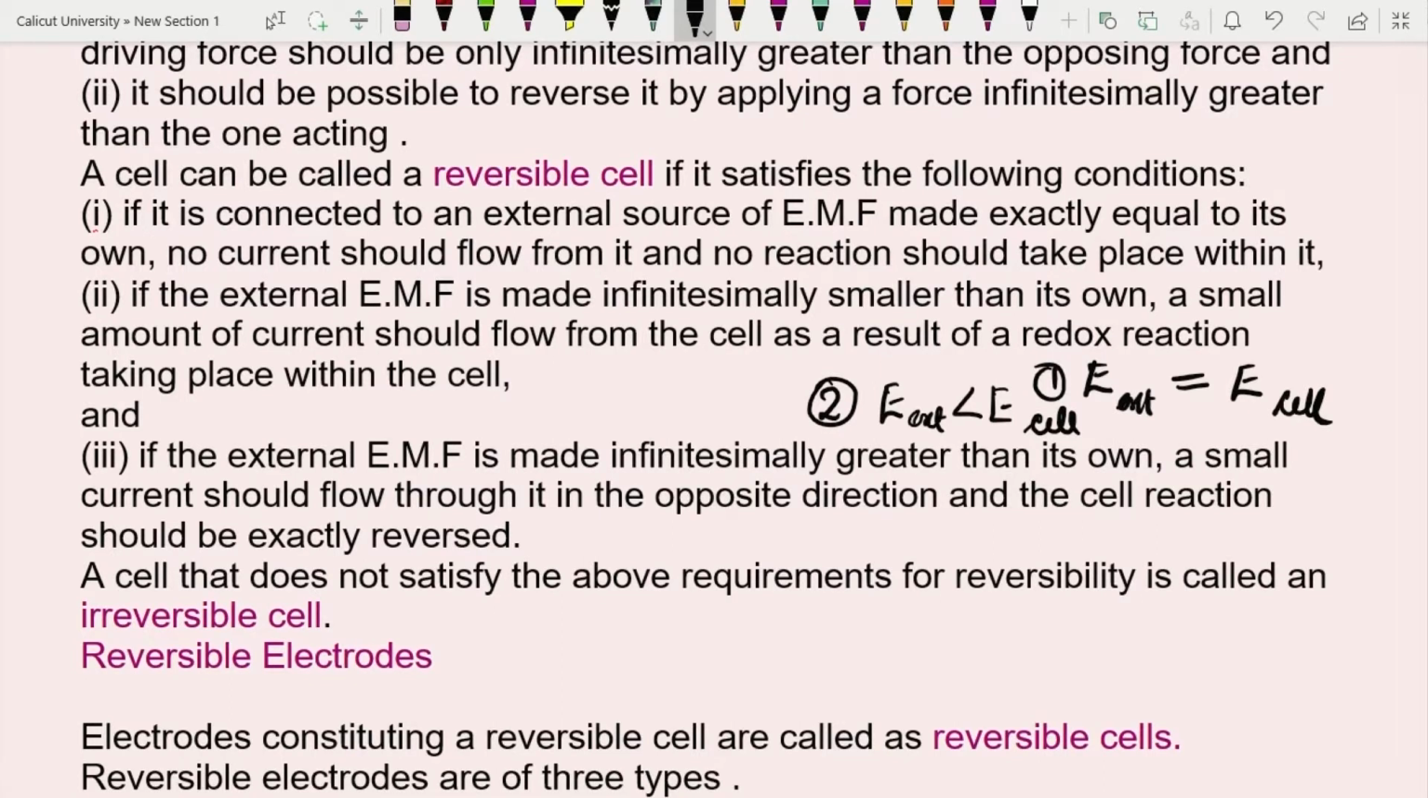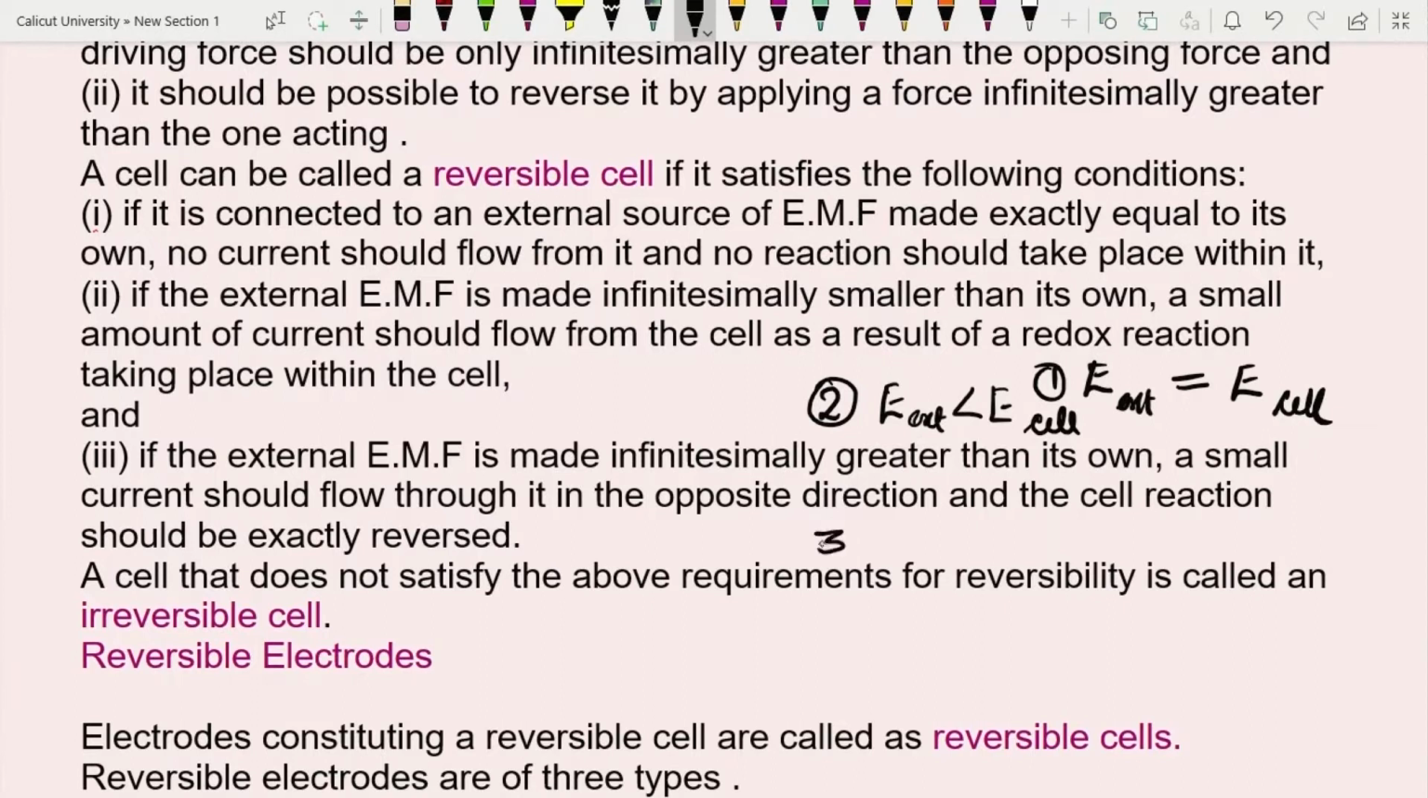Now, we are going for the third condition. If the external EMF is slightly greater than the EMF of the cell, the process will be reversed. Current will be flowing from the external circuit into the cell and there will be a cell reaction occurring within it which will be exactly reversed. So, the third condition we are taking is that the external EMF is greater than E of the cell.